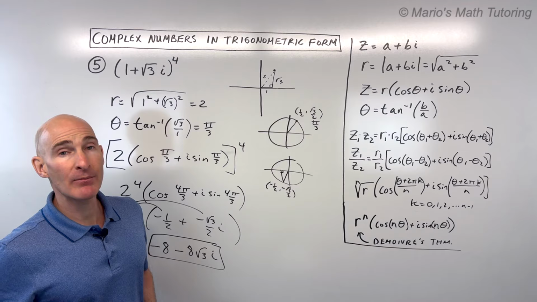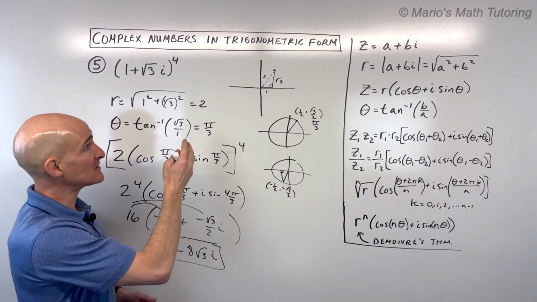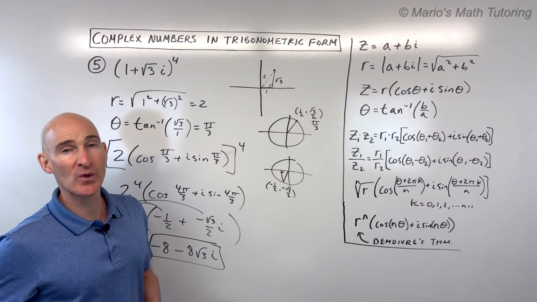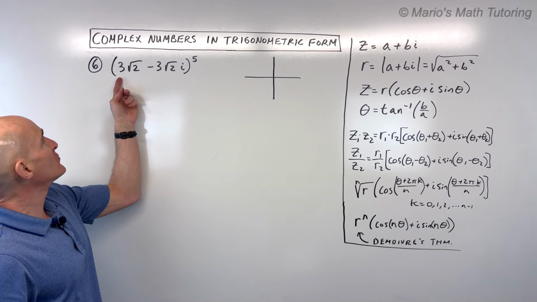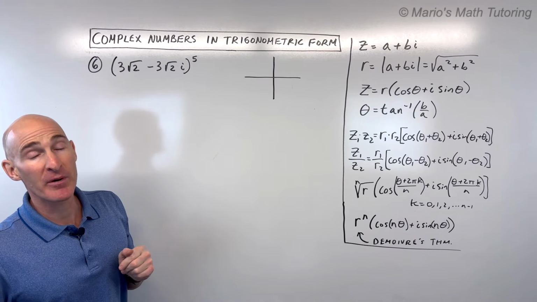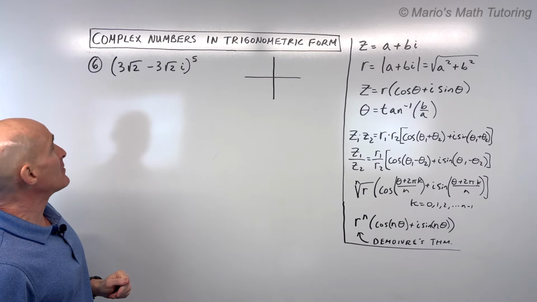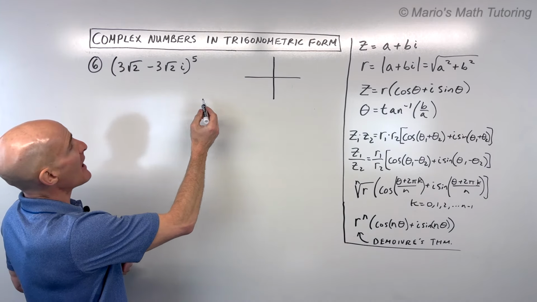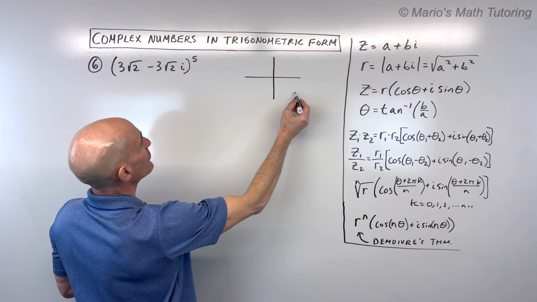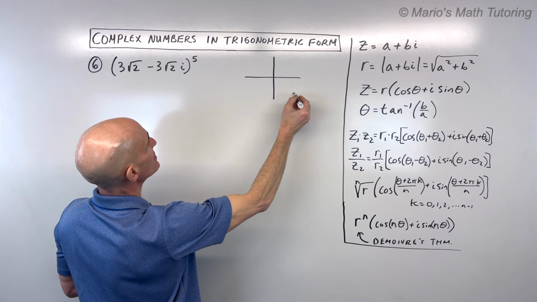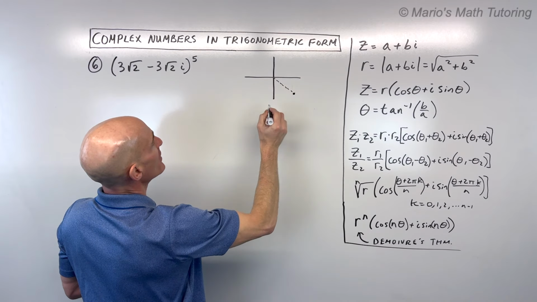Let's do another example using DeMoivre's theorem and raising a complex number to a power. You can try this one on your own and we'll go through it together. Okay, what do you think for number 6 here? How would you raise this complex number to the 5th power? Well, if I was going to do it, the first thing I would like to do is kind of plot it. So I'm going right 3 root 2 on the real number line, down 3 root 2 in the imaginary direction here. So that's where our point is located.